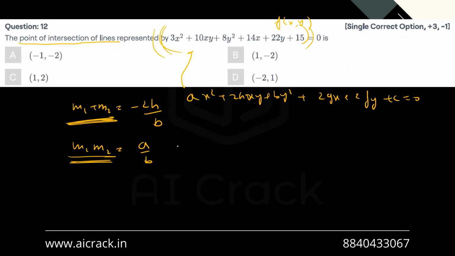Now we know m1 and m2, so we can write this as y equals to m1x plus c1, and the other equation would be y equals to m2x plus c2. Now we'll multiply both of them and compare the product with the given equation, and find out the values of c1 and c2. Okay. So again, in this method, you'll have to go a little longer. The partial derivative method is quite easier.